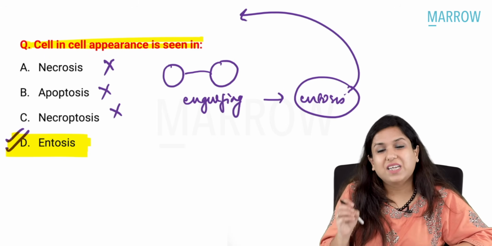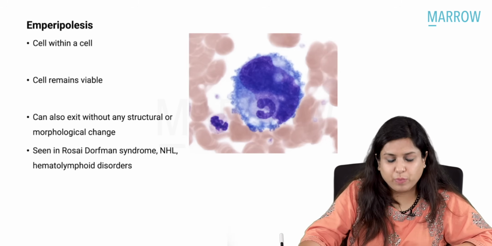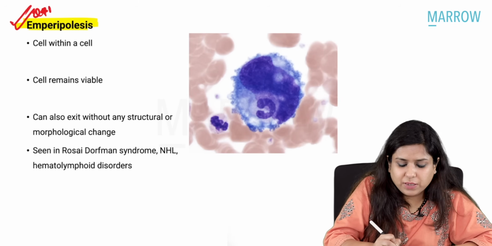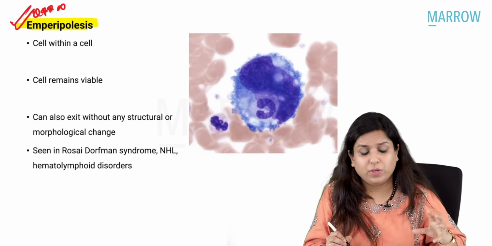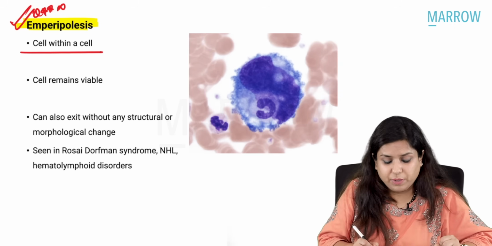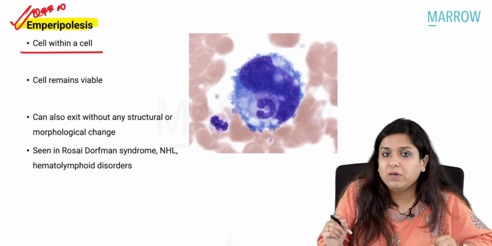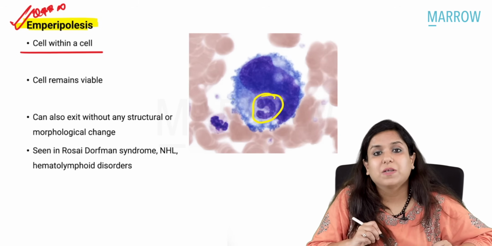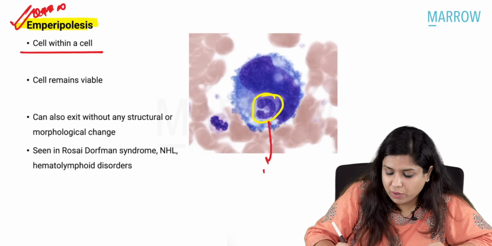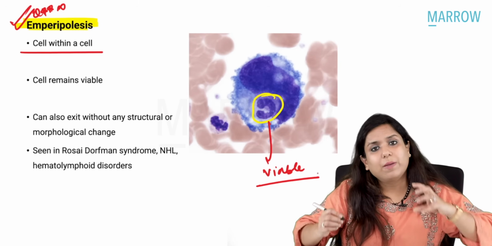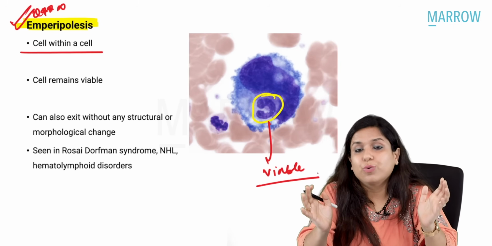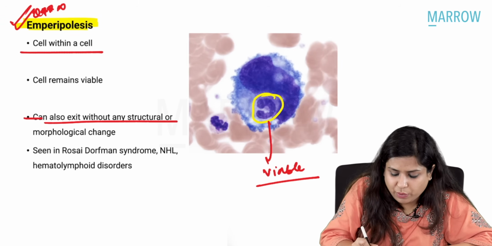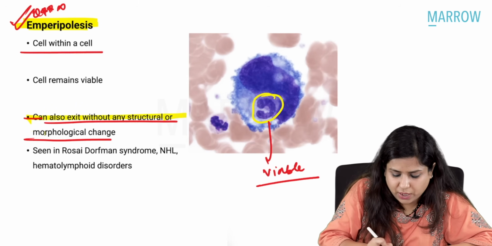The closest differential diagnosis of this entosis, students, is emperipolysis, right? That is something which you need to know about, and a lot of MCQs, and this image can also be asked in your paper. What is emperipolysis? It is also a cell within a cell appearance, but the important point here, students, is that the cell which is there inside is basically viable. This is an active or a viable cell, and this viable cell can move out of the original cell also without any structural or morphological damage. So, it can exit without any structural or morphological change, right?